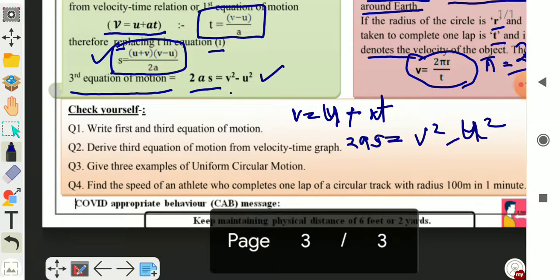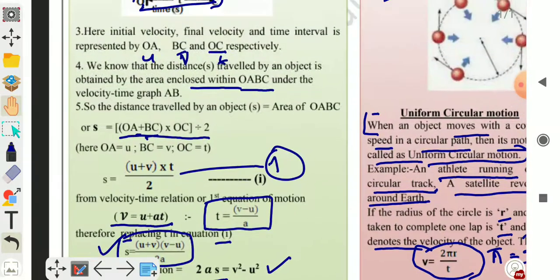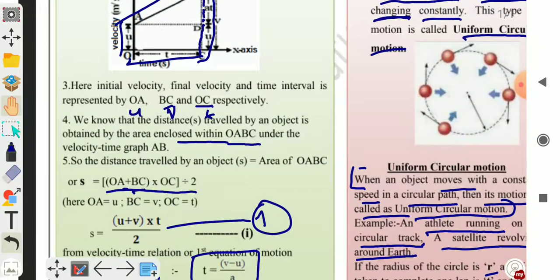Question number 2, derive the third equation of motion from the velocity time graph. The answer to this question is given to you in the worksheet. You can derive the third equation of motion by this derivation.